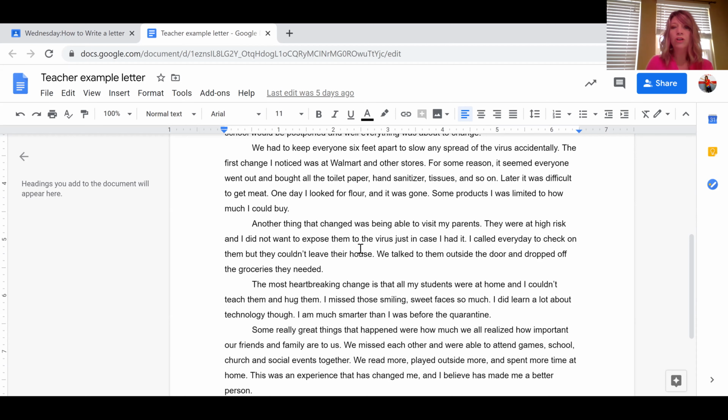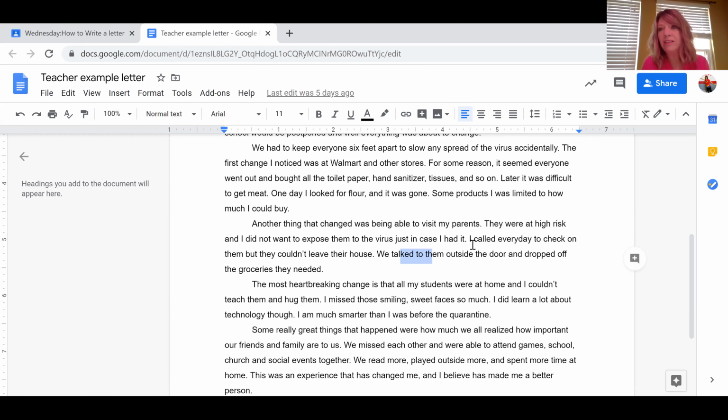Then I moved on to socializing and I put another thing. So I introduced it with another reason I was upset, or another thing, or next, or then I noticed. So use that transitional word. So another thing that changed was being able to visit my parents. They were at high risk and I did not want to expose them to the virus just in case I had it. I called every day to check on them that they couldn't leave their house.